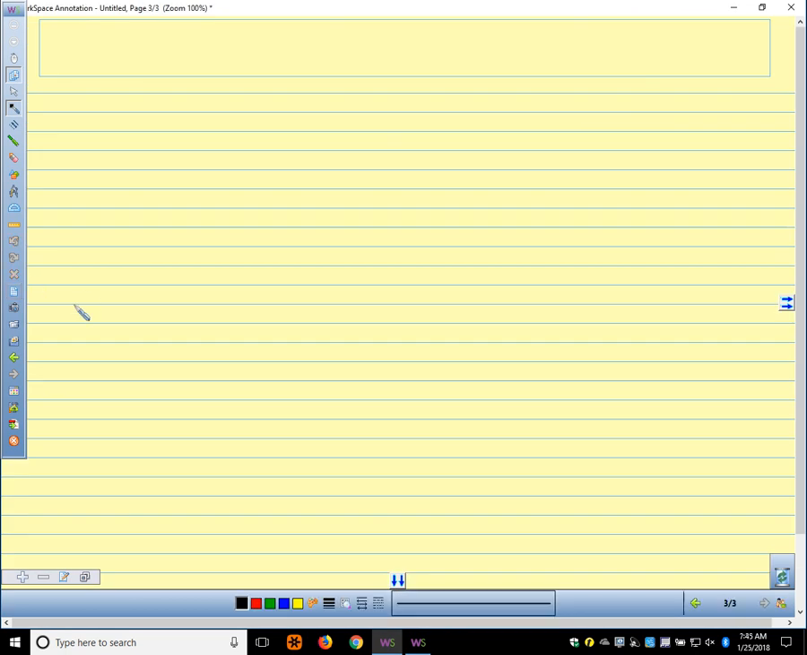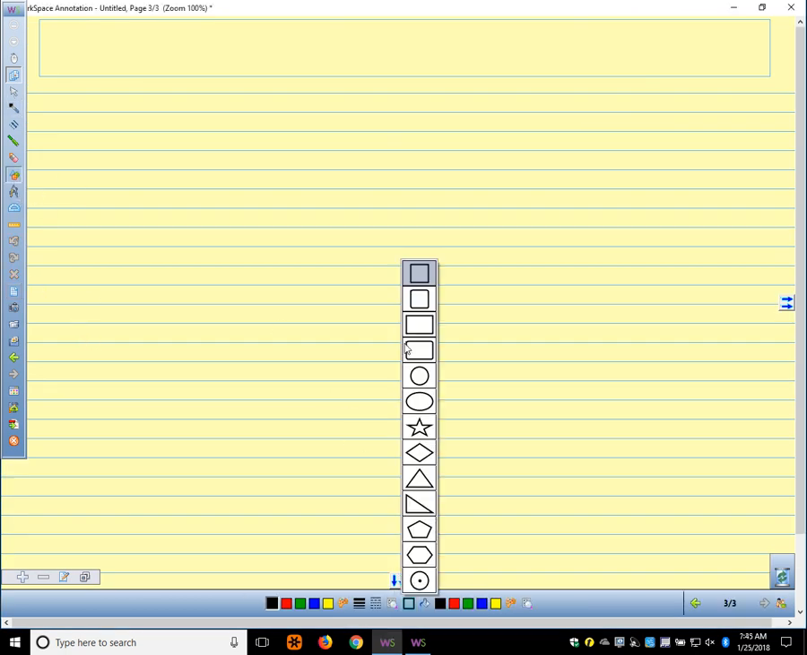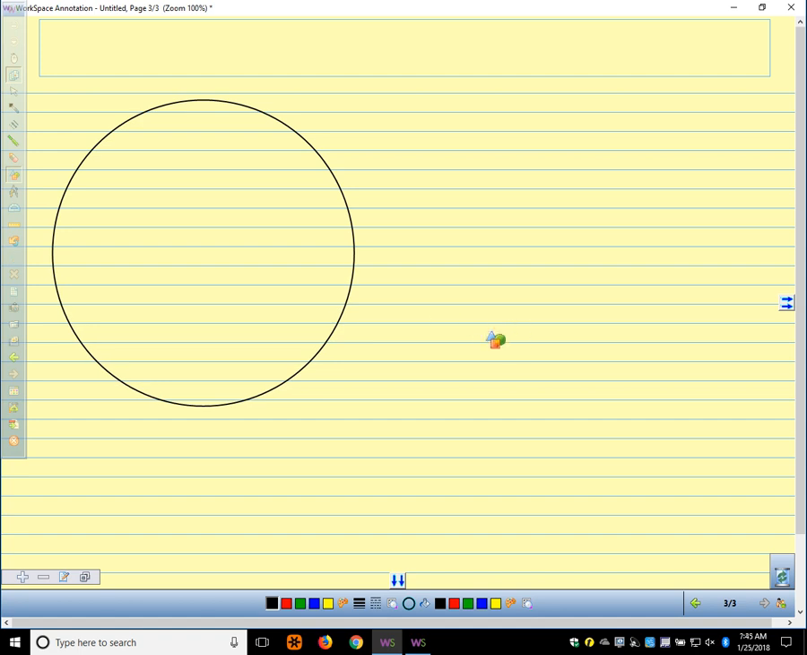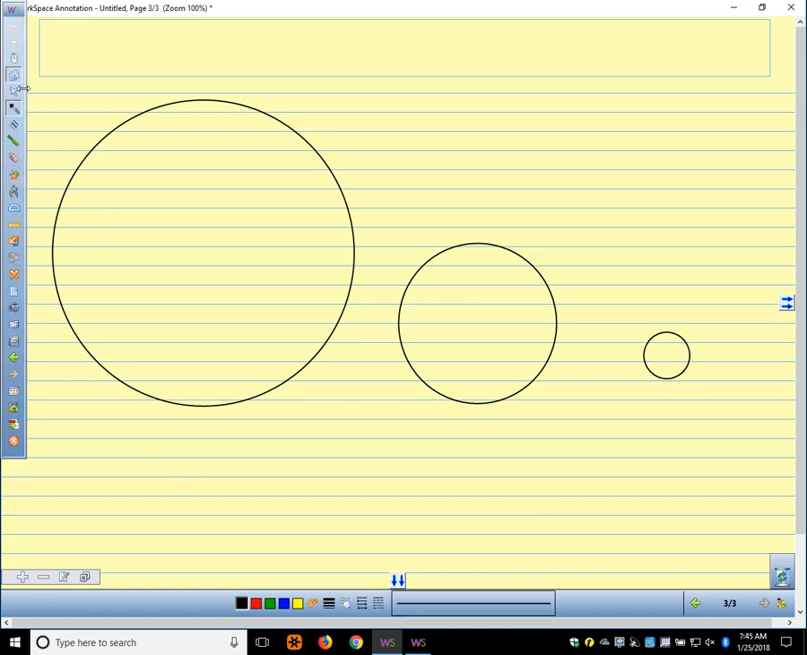All right, so I'm going to draw some circles. I want to make that one big, that one smaller, and that one smaller. Which of these curves has the greatest curvature? All the same? Which of these is closer to being flat?